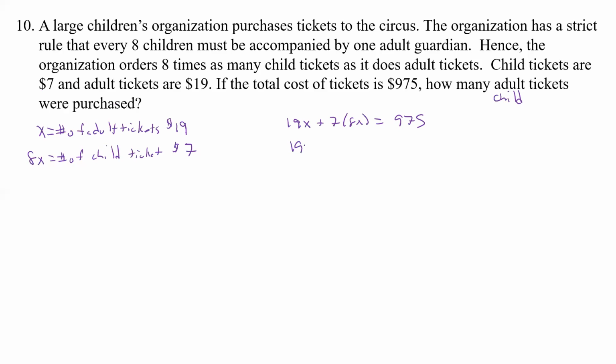Well, that gives us 19x plus 7 times 8, which is 56x, equals 975. What does 56 plus 19 equal? That's going to be a 15, and a 75. So 75x equals 975. That's 75 times x, so we have to divide by 75. And so x is equal to what? Now we have to do a division.